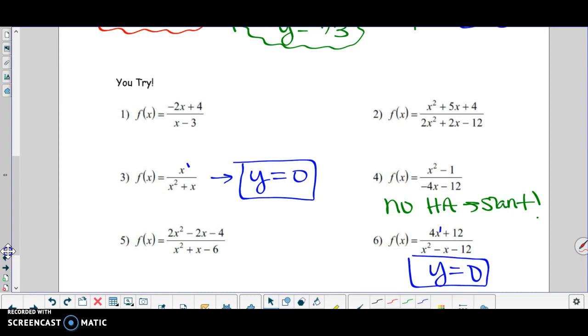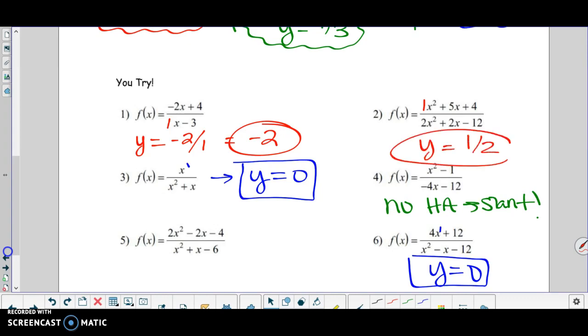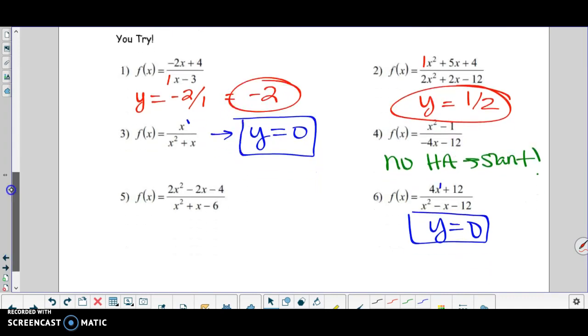All their asymptotes are going to be y equals the leading coefficient over the leading coefficient. The leading coefficient of the numerator is what? Negative 2 over... leading coefficient of number 2 is what? 1 over 2. So y equals... Write down number 5. What's the horizontal asymptote? Don't yell it out. Write down number 5. What would be the horizontal asymptote at number 5? Beat me to it.